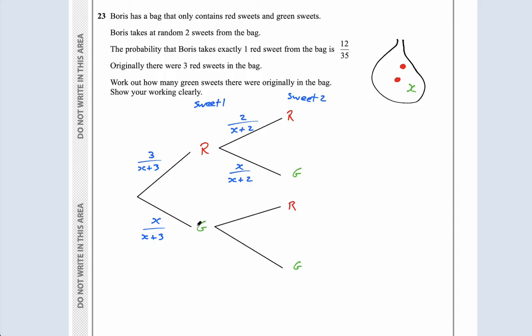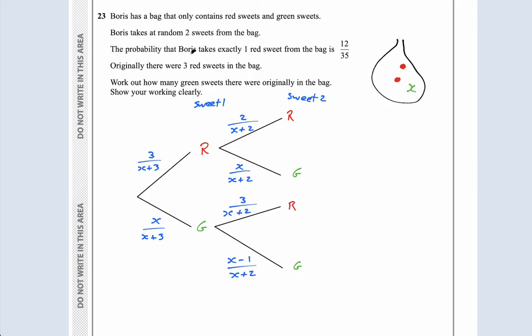If I take a green from the first one, now there's still 3 reds, so that's going to be 3. But now there's x plus 2 in total. It's actually x plus 2 still, because think about it, it's x plus 3 minus 1. It's a green one, but I'm subtracting a green one, and it's still out of x plus 2. And then if I take a green, there's now x minus 1 greens out of x plus 2. Okay, so that's kind of the first hard part of this question, and this is a difficult question.